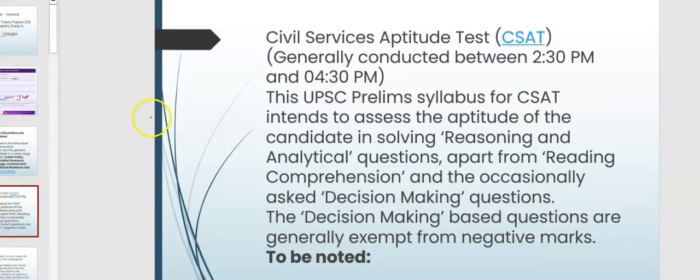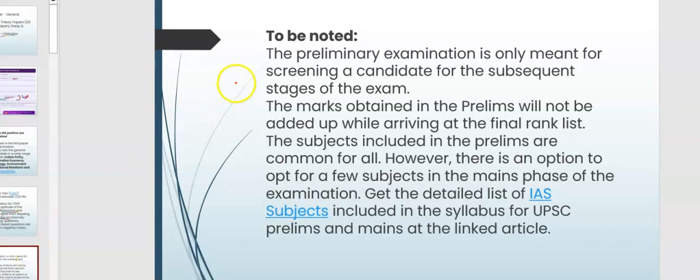Then the Civil Services Aptitude Test, talking about that, generally it is conducted between 2:30 to 4:30 p.m. The timings have been mentioned over here. The UPSC prelims syllabus for CSAT intends to assess the aptitude of the candidate in solving reasoning and analytical questions. Apart from reading comprehension and occasionally asked decision-making questions, the decision-making based questions are generally exempted from negative marks. So whenever we talk about decision-making questions, they would be exempted from negative marking.